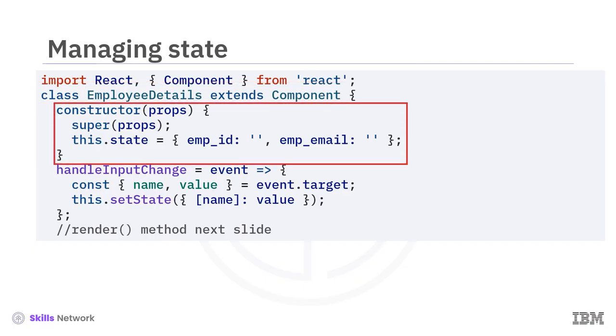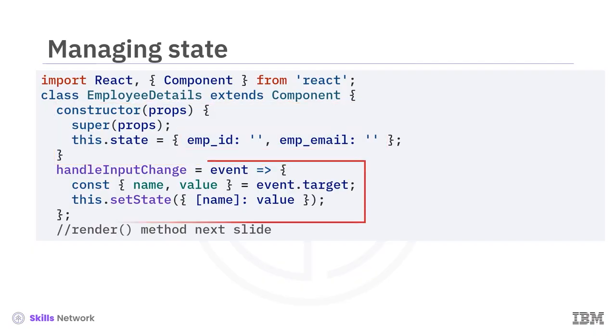In the constructor, the component initializes its state with two properties, empID and empEmail, both set to empty strings. This initial state represents the initial values for the input fields, where users can enter their employee ID and email. The component defines a method named handleInputChange to handle changes in the input fields. This method is triggered whenever a change event occurs in the input fields.